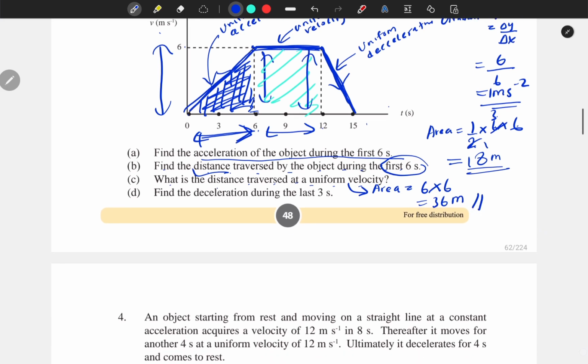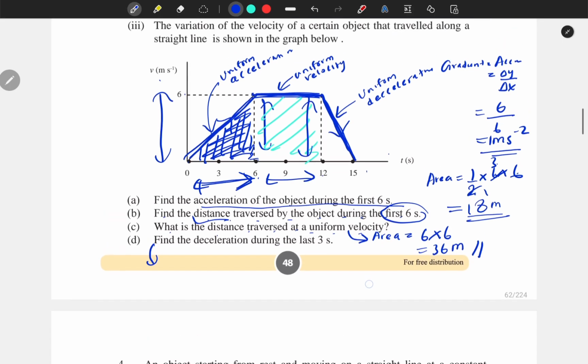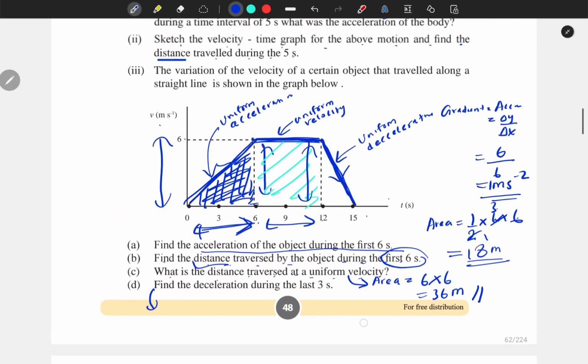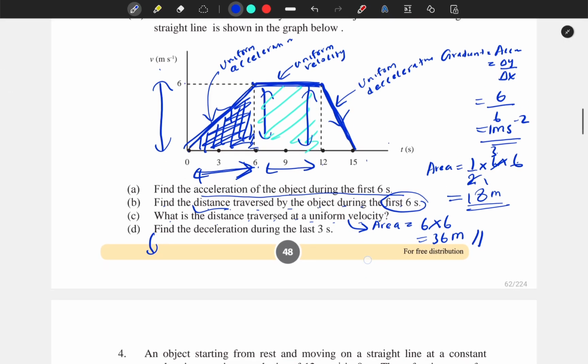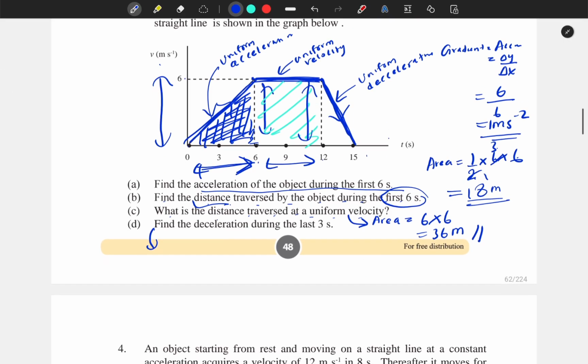Because these are maths. And they are asking to find the deceleration during the last 3 seconds. What is the deceleration here? This part. You know, deceleration is the opposite of acceleration. So this gradient gives the acceleration. Let me find the acceleration first. Then definitely a negative answer should come. Then we can write it with the positive sign and call it deceleration.